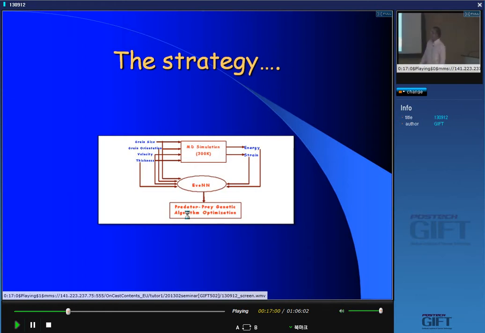Because this EvoNN is an intelligent software. Suppose I'm trying to construct a model of this auditorium. Well, there's one way: I can go to every chair and every table and model it and put them together, and I get my whole auditorium. That is very good, that is very accurate, but that takes forever.